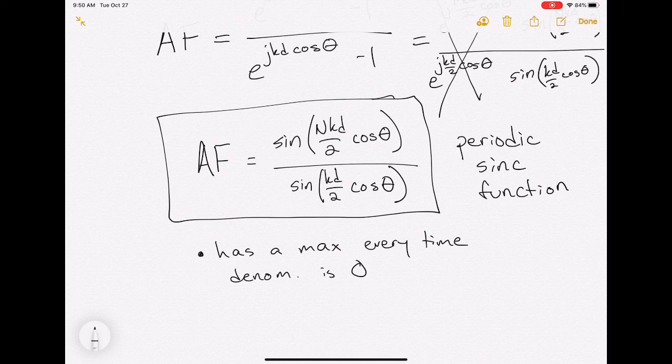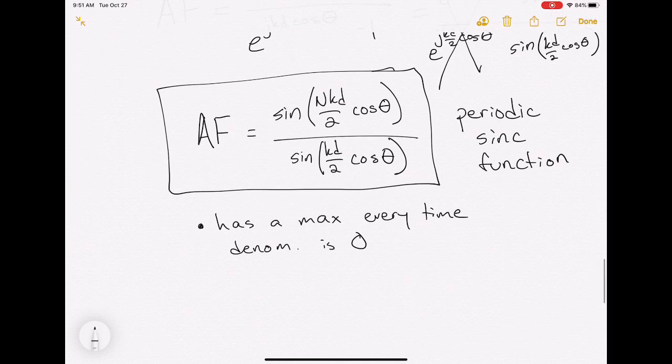You might think it would diverge then because the denominator went to 0, but in fact, the numerator has a 0 there too, and you can use L'Hopital's rule to make it into an actual defined value. It's not actually undefined. And in fact, its maximum value is n. And it happens when the argument of the bottom is a multiple of pi.